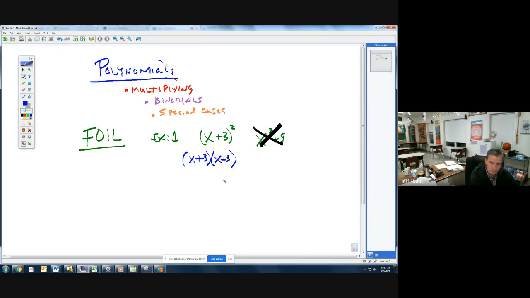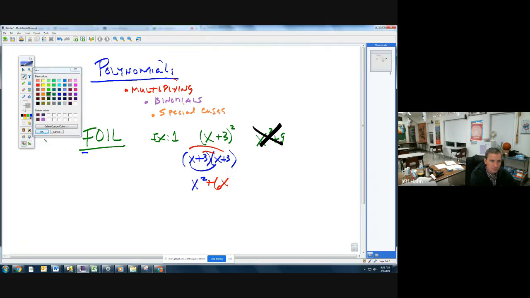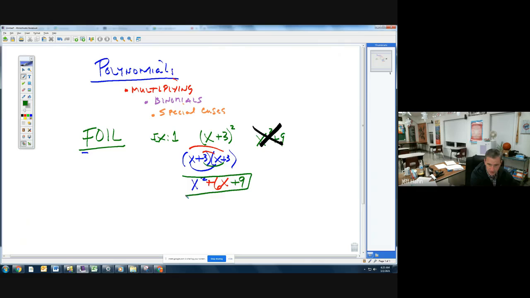If you use FOIL, believe it or not, you do get an x squared and you do get a 9 in there, but you also get a middle term. If I do the first terms, x times x gives me that x squared. If I do the outside terms and I add the inside terms to it, both of them end up being 3x. So 3x plus 3x is 6x. And if you do the last term, which is the last thing you do in FOIL, you end up with 3 times 3, which is 9. Okay. So this, ladies and gentlemen, is x plus 3 squared, not this. You do have an x squared, you do have a 9, but there's also going to be a middle term.